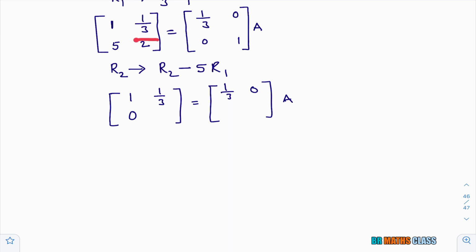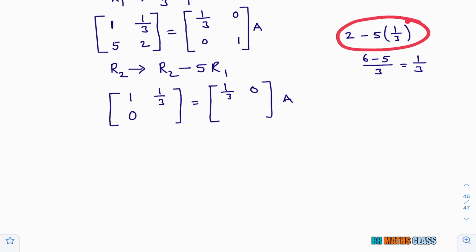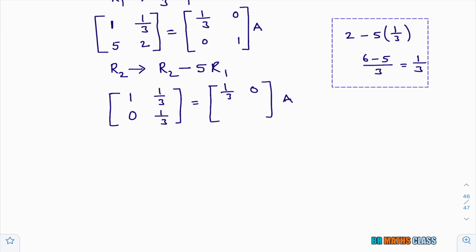Now come to this part. R2, what is there here? 2. Minus 5 times R1, what is there? 1 by 3. 5 into 1 by 3. I'll write 2 minus 5 into 1 by 3. What will you get? This is nothing but 6 minus 5 by 3, that is 1 by 3. Simplify this: 6 minus 5 divided by 3, that is 1 by 3. So here you will get 1 by 3.